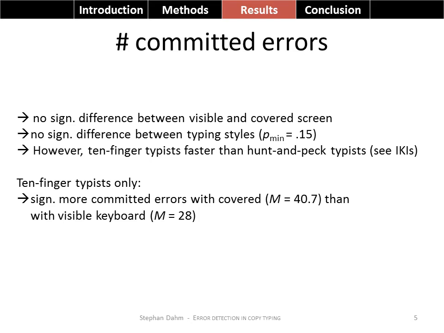One may have expected that 10-finger typists commit fewer errors than hunt and peck typists. However, this was not the case. As we will see later in the analysis of inter-keystroke intervals, 10-finger typists typed faster than hunt and peck typists. Interestingly, we observed that more errors were committed if the keyboard was covered than if it was visible.